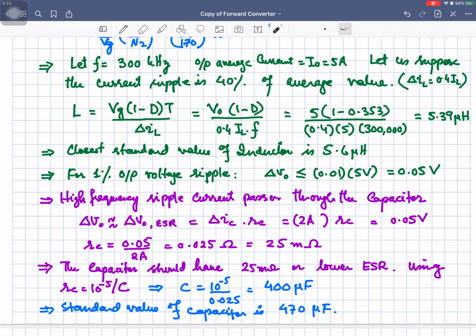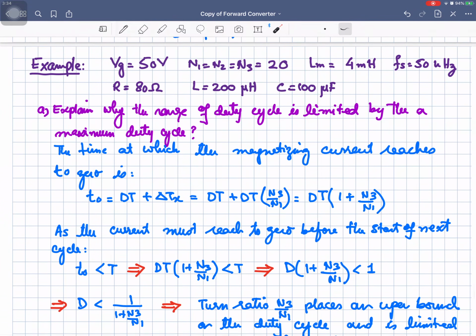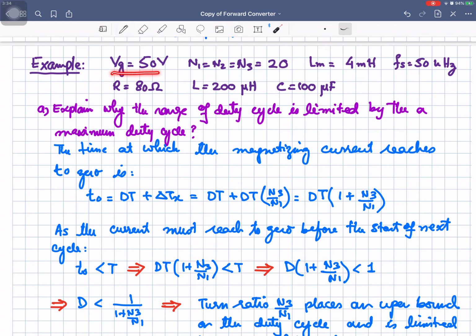So this example gives you an idea of how we can design the circuit components, the inductor and the capacitor on the output side of your forward converter, and how we can select the turn ratio. Okay. Now let's look at another example. Input voltage is 50 volt. This is the number of turns in all of these windings, magnetizing inductance, switching frequency, resistance, inductance and the capacitance.